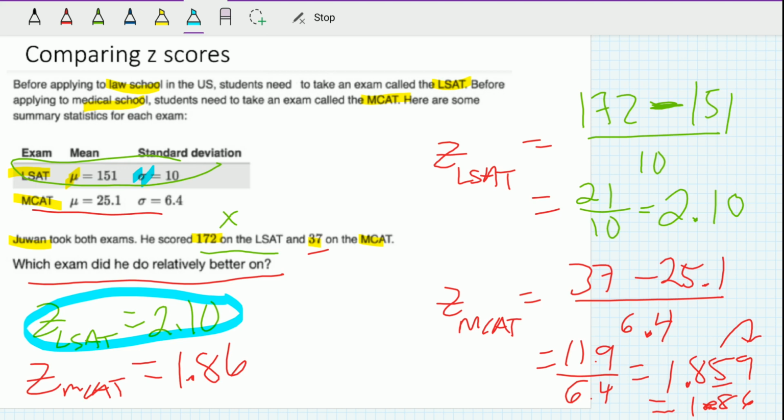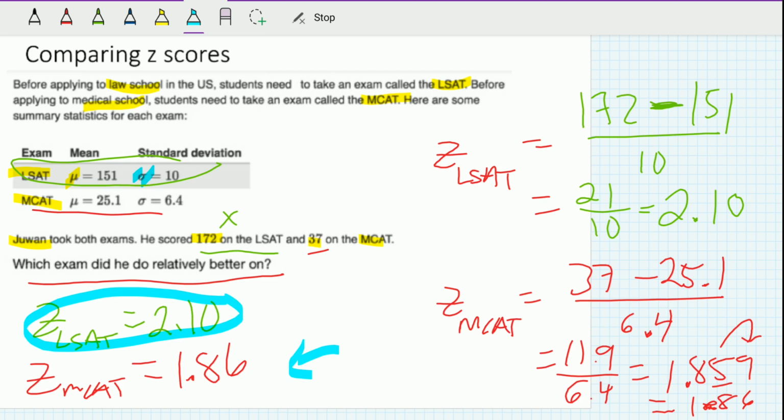Okay, so what this potentially could mean is that maybe this person should be applying more to law school than med school, but this is still a pretty good MCAT score from what I know. But there you go. So that's how you can compare z-scores. That's a little bit more information.